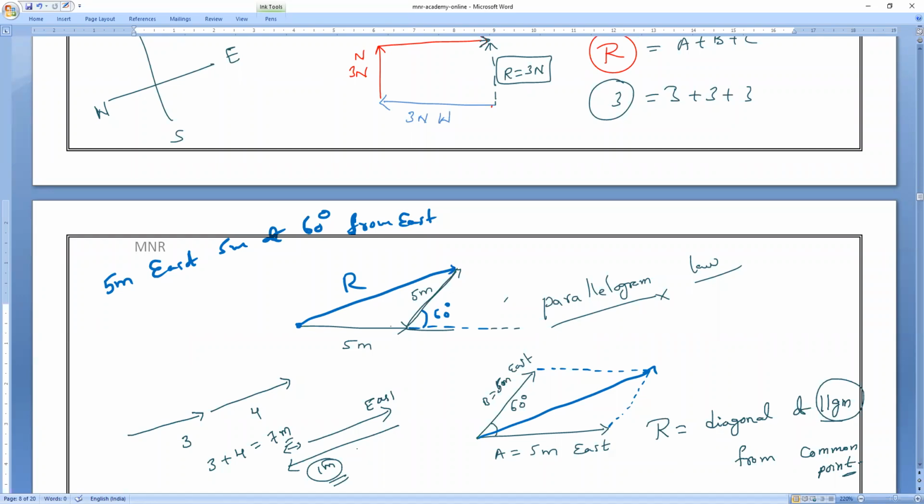Okay. So I hope you all understood everything in today's class: types of vectors and how to do addition by using the head and tail method. If you understand the head and tail method, then tomorrow we will study the parallelogram law method.